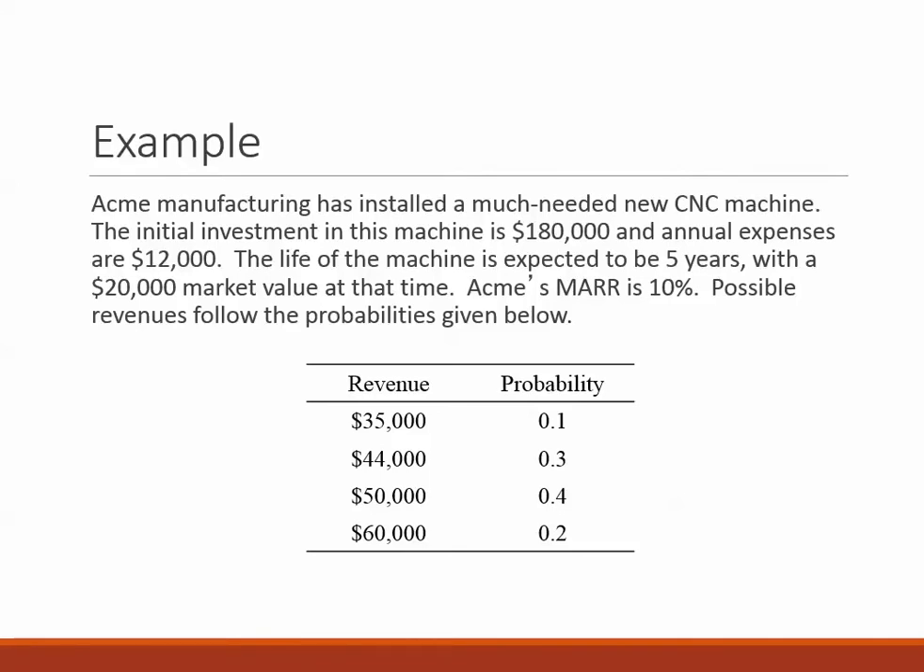So we have a 10% probability, or 0.1, that it'll be $35,000 revenue, a 30% probability that it'll be $44,000, a 40% probability that it is $50,000, and a 20% probability that it is $60,000. Before we start doing calculations, we need to make sure that these numbers add up to 100%, and we can see really quickly that they do, which is good, because remember that's one of the rules of probabilities.